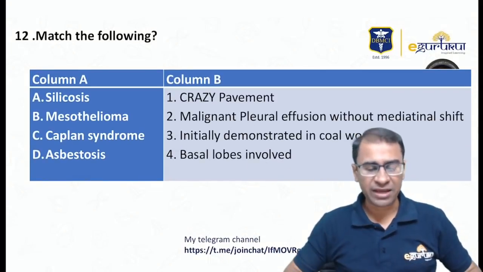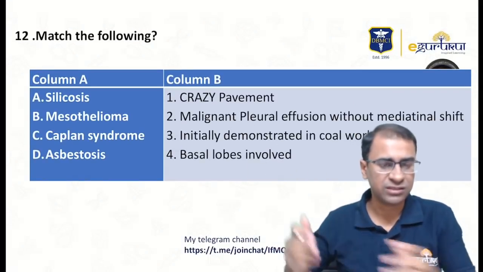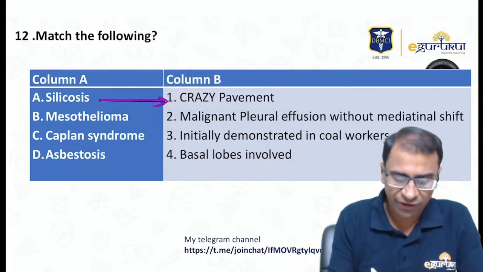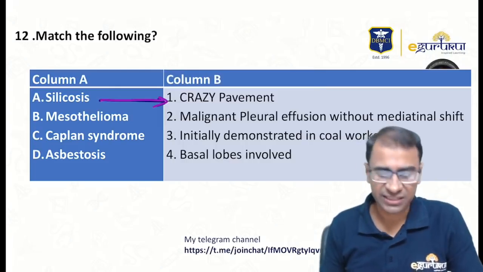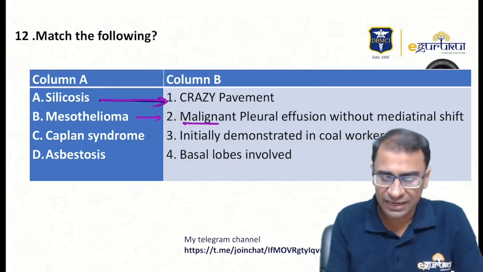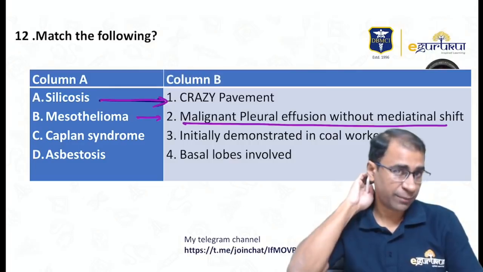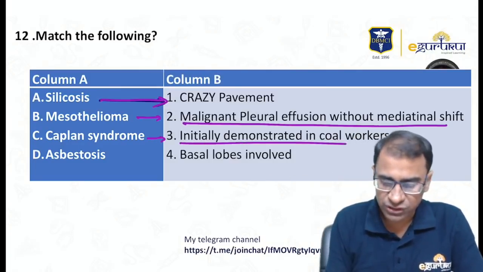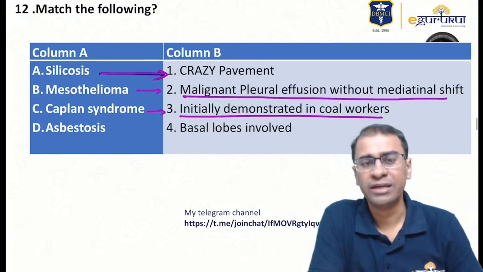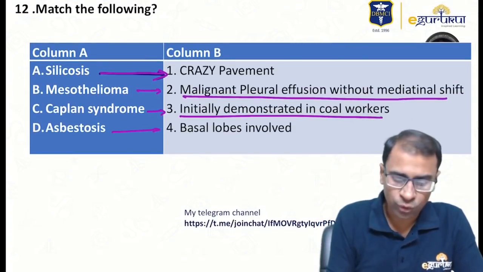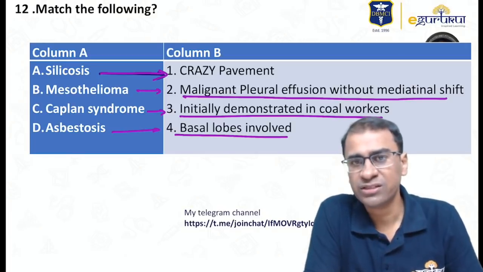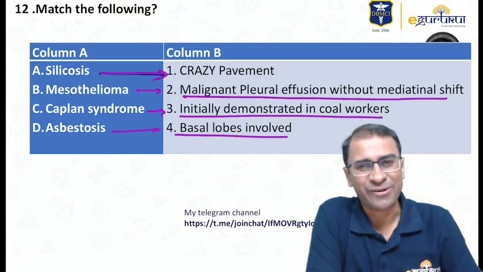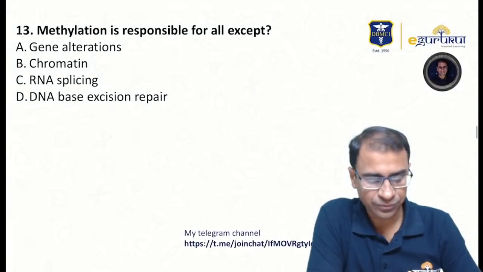Well, this is a typical match the following, and I have already matched it. See, silicosis shows you basically an X-ray finding, a crazy pavement appearance in the X-ray and the CT scan. Mesothelioma shows the malignant pleural effusion without a shift in the mediastinum, and hence is called malignant mesothelioma. Caplan syndrome was shown first in coal worker pneumoconiosis, and as you all know, involves the basal lobe. Okay, it's a straightforward question because you already know about B and D. You can very well match the other given options.